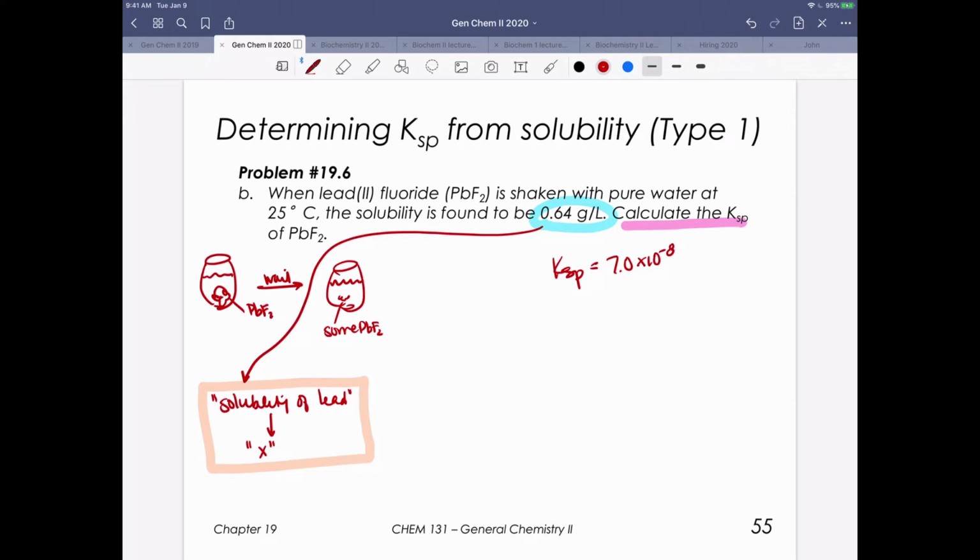So I encourage you, try to pause the video right now and see if you can work through this problem the same way we worked through sample problem 19.6a, and see if you can arrive at the correct Ksp value.